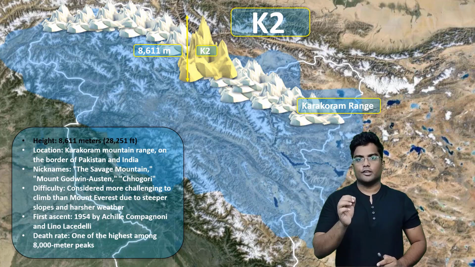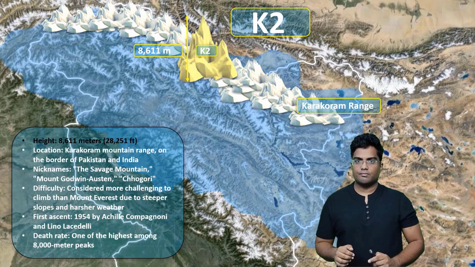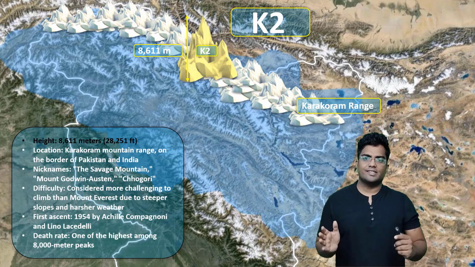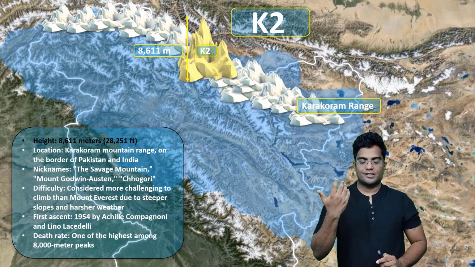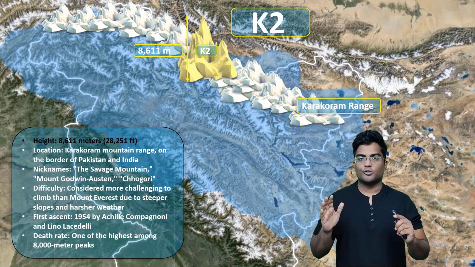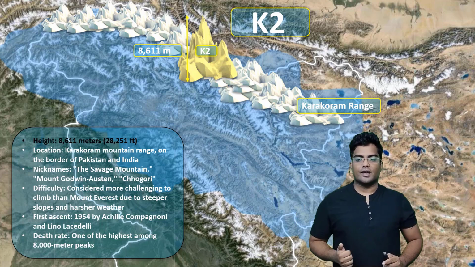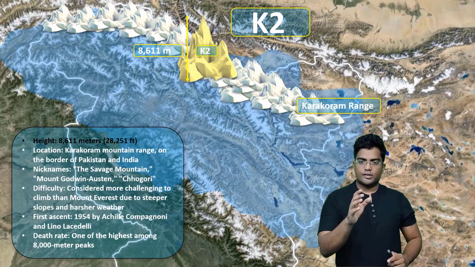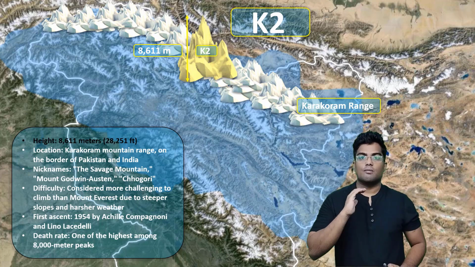The height of K2 is 8,611 meters, almost 8.6 kilometers. It's very difficult to climb. K2 is like the toughest mountain to climb. The fatality rates are significantly high. We will discuss that. As you can see, K2 is located in parts of Pakistan.